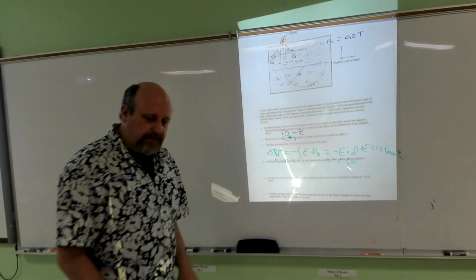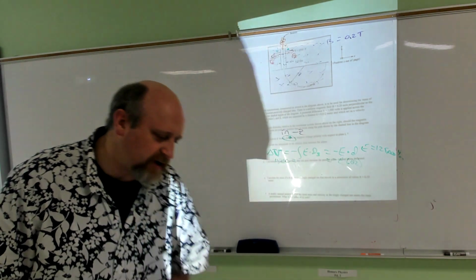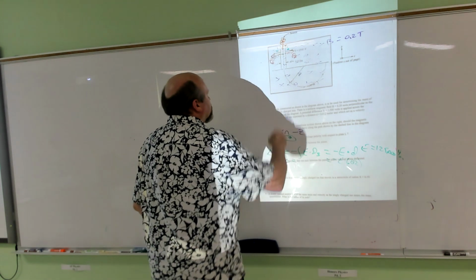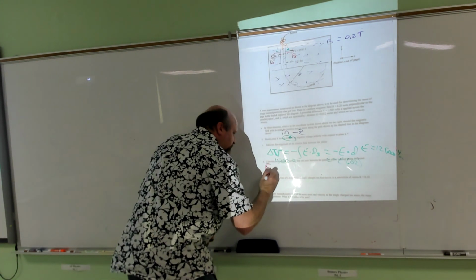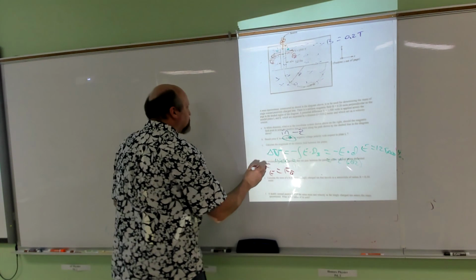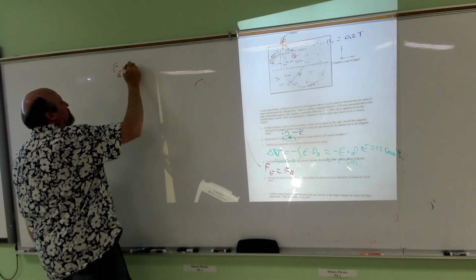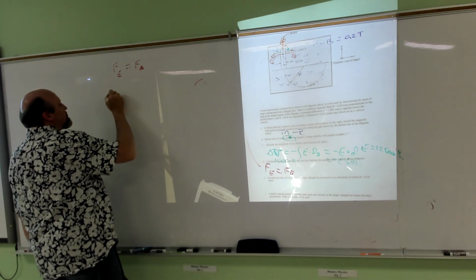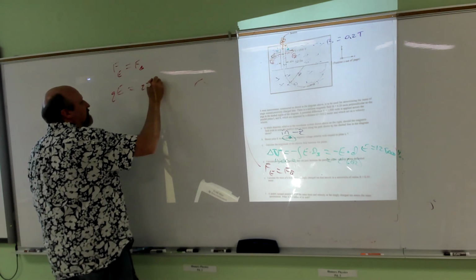Okay, problem part D. It says, calculate the speed of a particle that can pass between the parallel plates without being deflected. To go through without being deflected, we need these forces to balance out. So force of the E has to equal force of the B. I'm going to do my work over here. Force of the E equals force of the B. Force of the E is QE. We did this on the last problem. Force of the B is QV cross B.